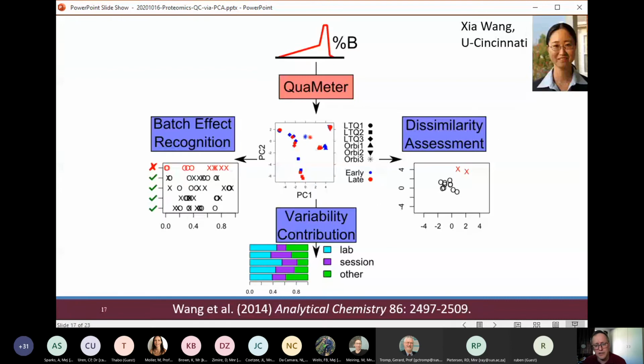So I'd like to start with this paper that introduced the QuaMeter ID-free metrics back in 2014. I formed a collaboration with my friend Xia Wang up at University of Cincinnati.